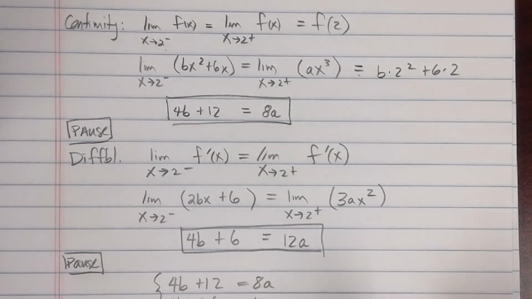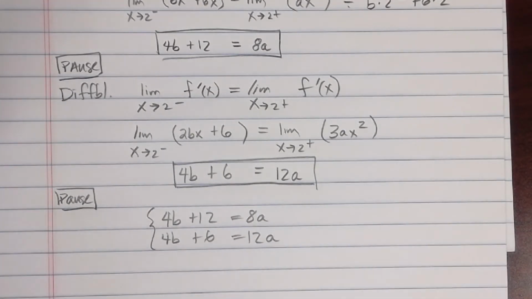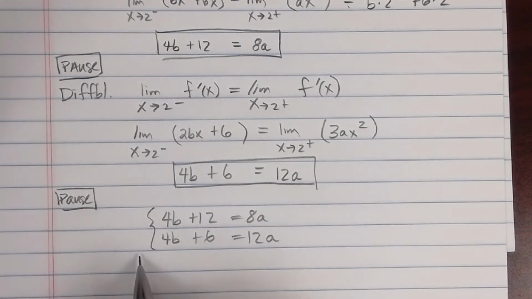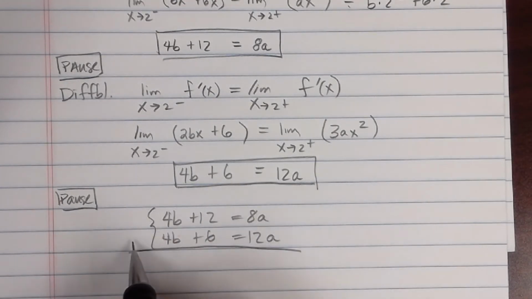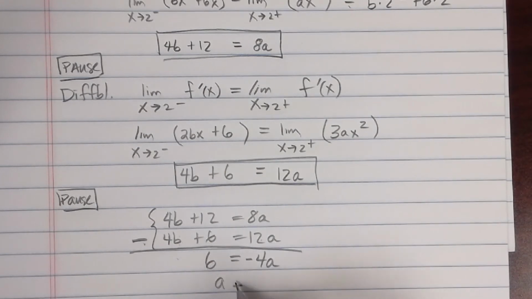Now, we could solve this system of equations by using substitution, isolating a variable, substituting into the other equation. But you might notice that both of the equations have the 4b in common, so we can use the method of elimination. We can eliminate the b variable by subtracting the second equation from the first equation. So 4b minus 4b is 0, so there's going to be nothing left in this column. 12 minus 6 is 6. 8a minus 12a is negative 4a. Dividing on both sides by negative 4, we get that a is equal to negative 3 divided by 2, or negative 1.5.